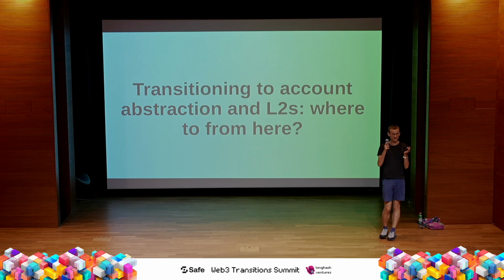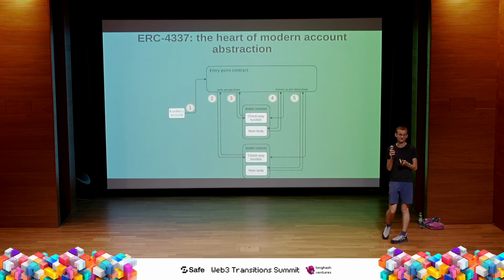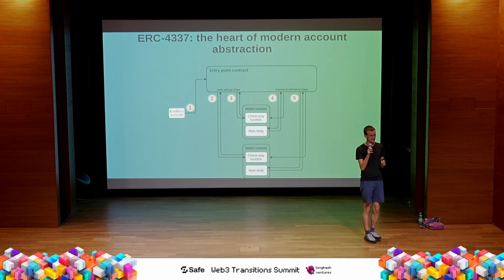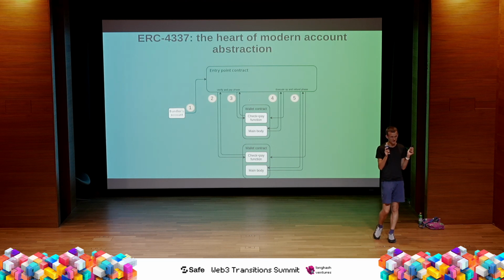Just some of the things that we as an ecosystem really need to do to try to get there in a way that really preserves some of the important properties that Ethereum has today. And ideally even has even better properties. So ERC-4337 is the lifeblood of the account abstraction ecosystem as it exists today.